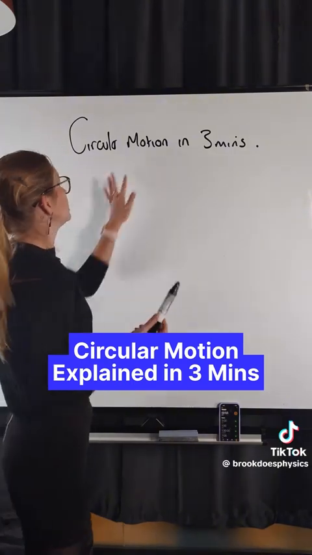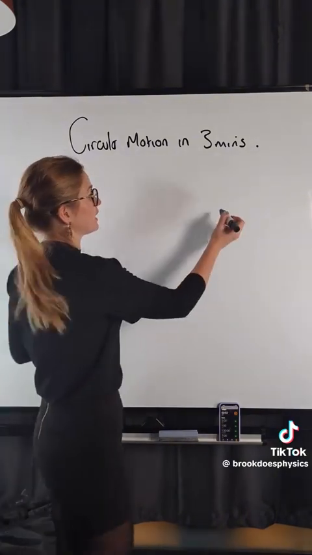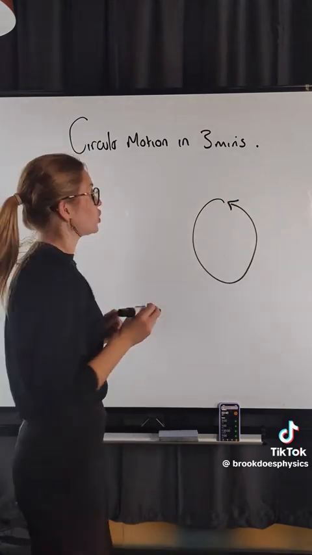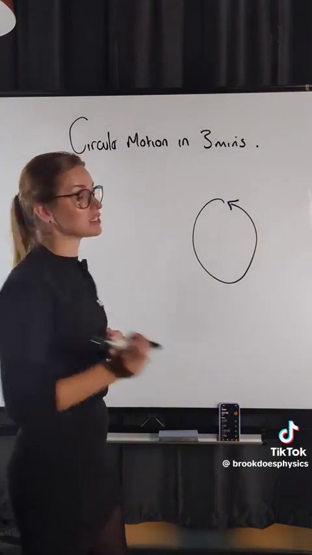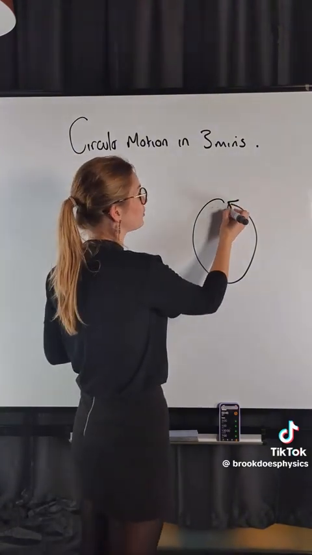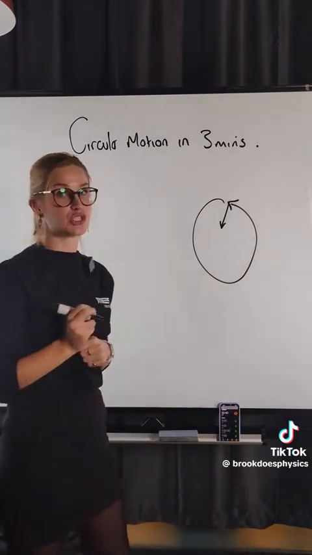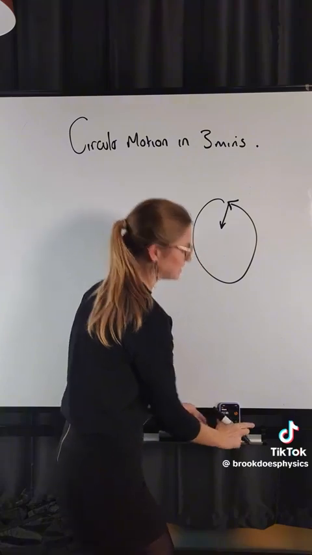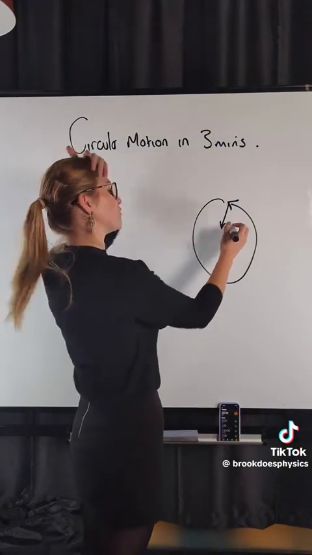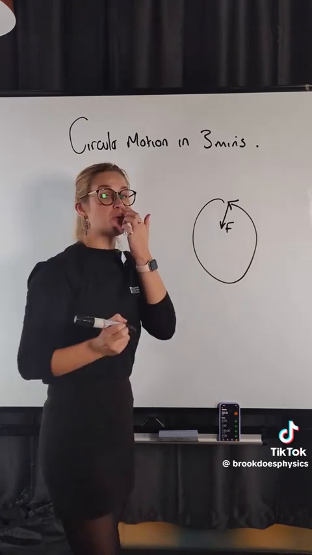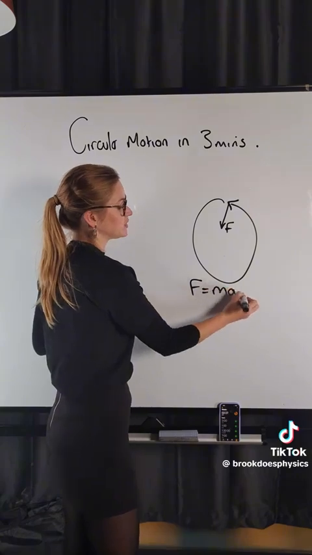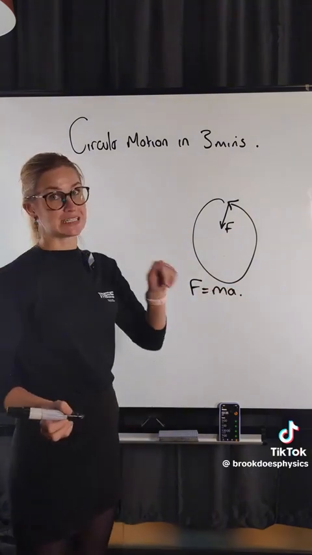What's important? Circular motion obviously is anything moving in a circle. So I'm going to have things that are moving in a circle. Anything moving in a circle is going to have a centripetal force on it, pulling it towards the center of that circle. So I have a centripetal force pulling me towards the center of the circle. We know anything that has a centripetal force is going to have an acceleration. So that's why anything going in circular motion has an acceleration.